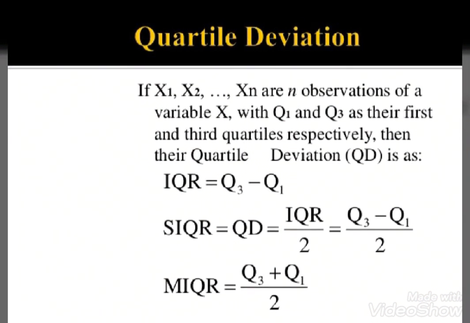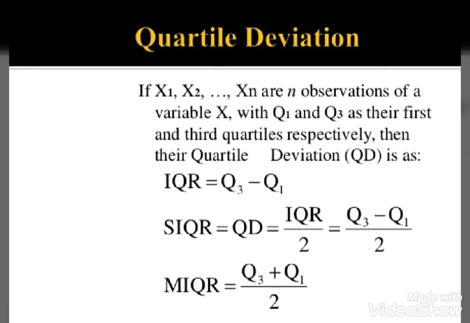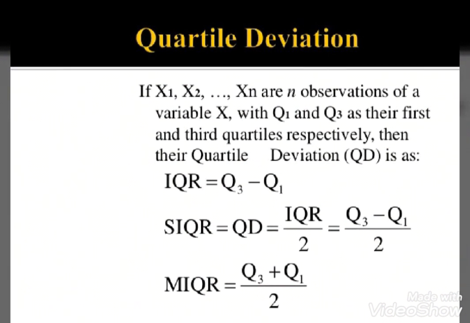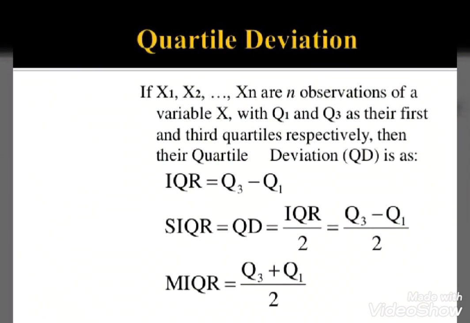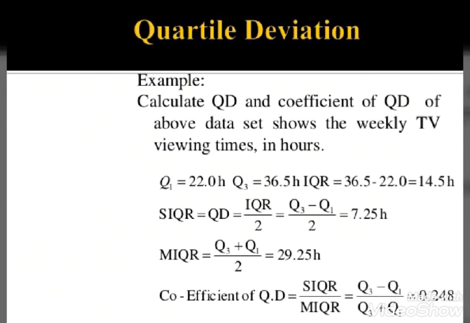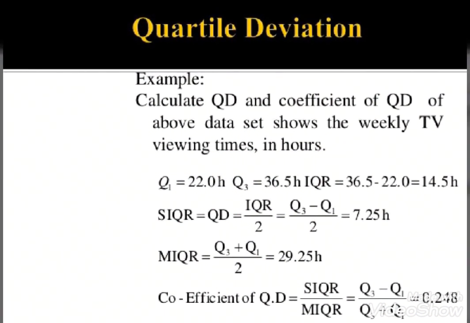Then next one is SIQR. SIQR means S is semi, so they are calculating the semi quartile deviation. So QD is equal to IQR divided by 2, which equals (Q3 minus Q1) by 2. Then you see here the examples of how they have calculated. You will better understand when you calculate.